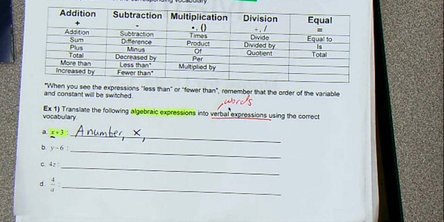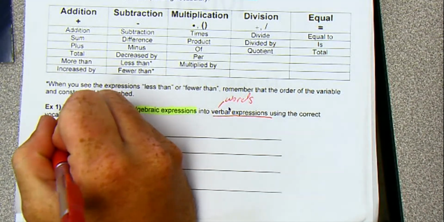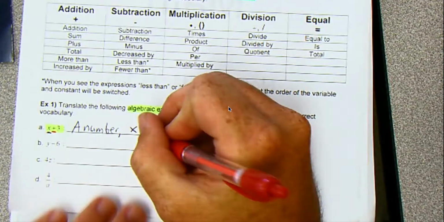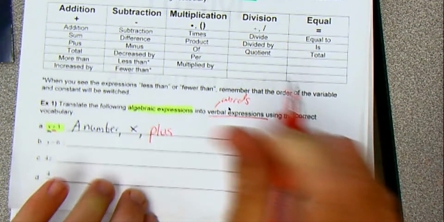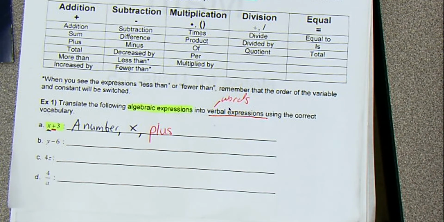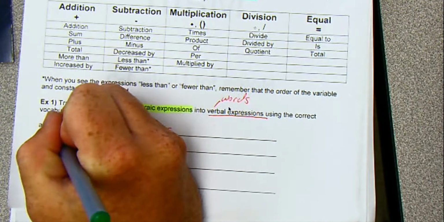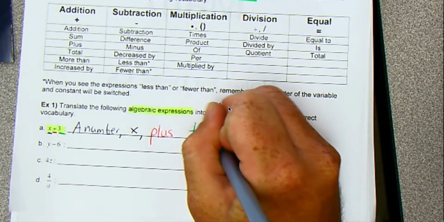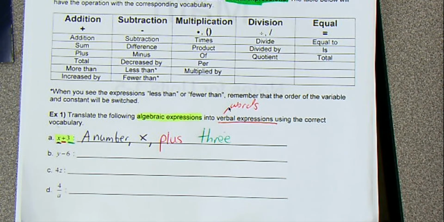Next, we are going to do the operation. In this case, the operation is addition. It's a plus sign. So we write a number x, and I'm going to write in red just to show that it's different, plus, because that is an addition sign. And then all we have left is our constant. Our constant is 3. So we write out 3. So we have a number x plus 3. We translated the algebraic expression, the variable, the operation, the constant, into words, into a verbal expression.